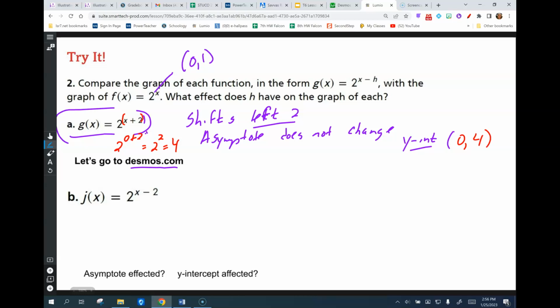Okay, let's look at this next one and see if we can do it without graphing. Let's put in all the things we know, but if we need to graph it, we can always do that. So, what do I know about it? It shifts. How does it shift? It shifts right 2, because we always want to go opposite, because remember, this is like it's in parentheses. It's going to shift right 2. Does my asymptote change? No, it does not, because, again, I'm going right. I'm not going up and down.